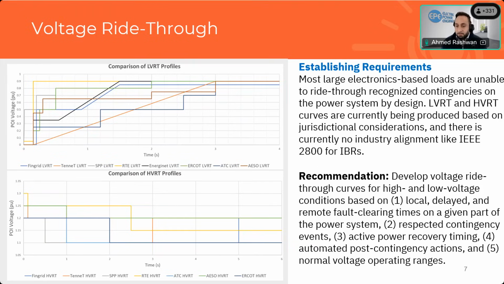So overall, what we've determined is, develop ride-through curves for high and low voltage conditions based on your local, delayed, and remote fault clearing times on any given part of the system. Consider respective contingency events. So three-phase faults, normal clearing time, single line to ground faults, delayed clearing time, for example. We're going to touch on active power recovery in a moment, but consider the timing of active power recovery. Automated post-contingency actions should also be considered if they are leveraged to maintain voltages within acceptable ranges, and also where you're starting from, what your normal voltage operating ranges are.